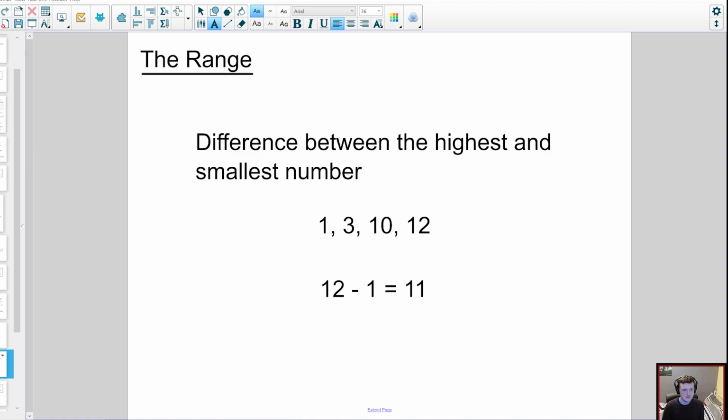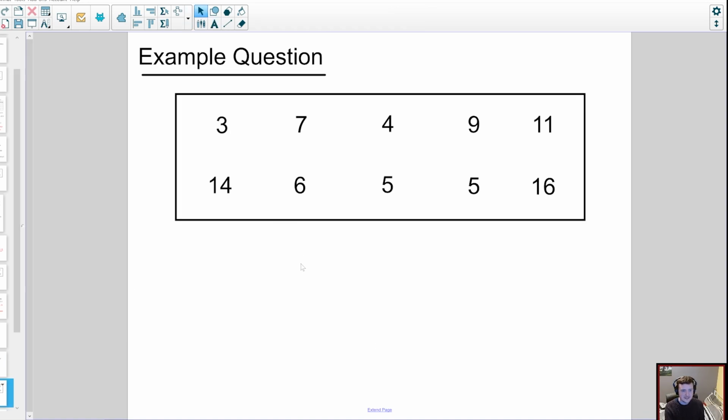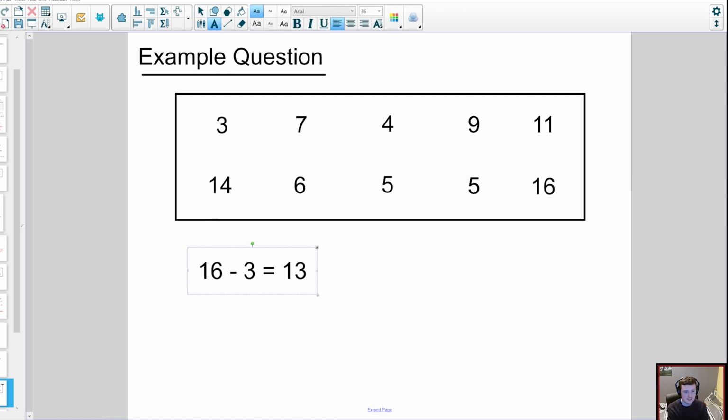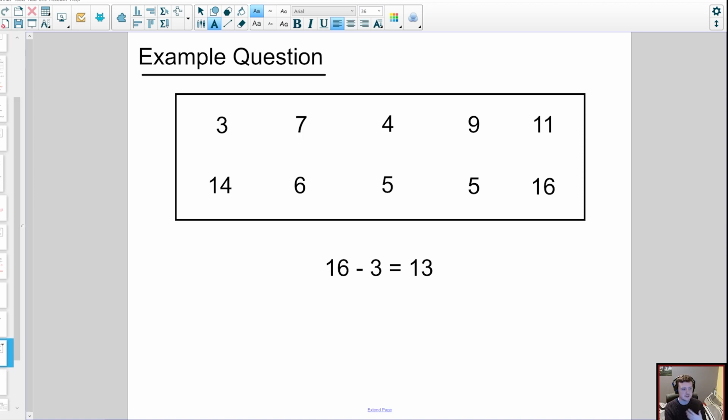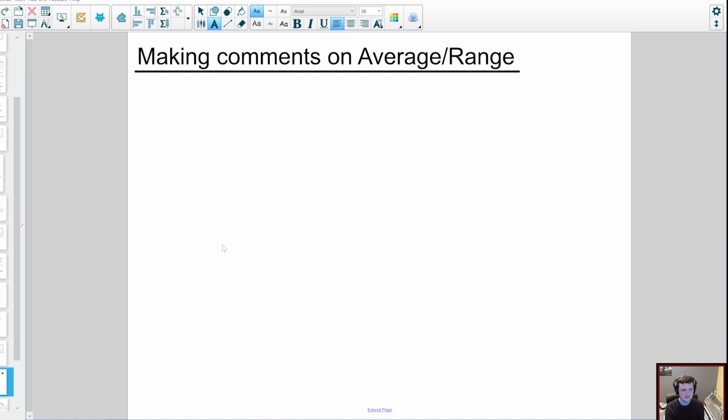In terms of when we're talking about things like a shape's length or bits of data, a difference is always going to be a positive number rather than a negative one. Okay, so moving on to my same data set again. In this case, my range is the difference between 16, which is my biggest number, and 3, which is my smallest number. And so the range is going to be 16 take away 3, which is 13. And that's the range. This is level 1 stuff, so hopefully the range is not too confusing a concept. It's just about working out the difference between the two things.